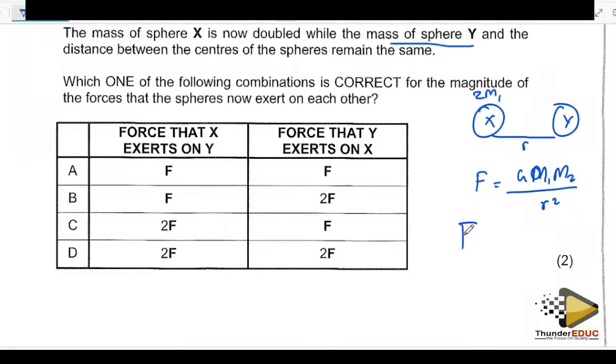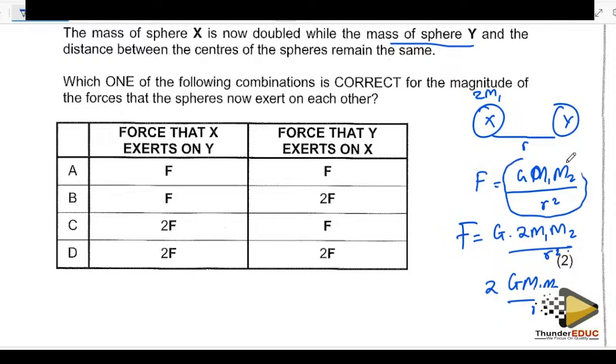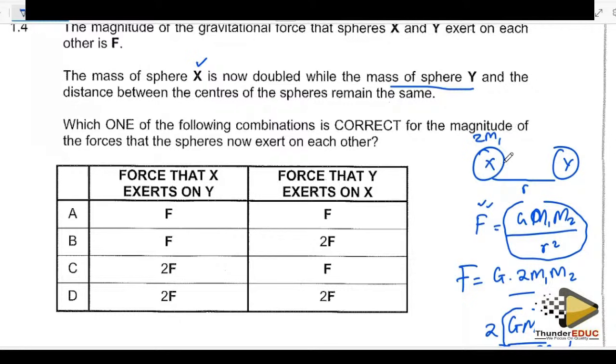So our new F is going to be G, times twice M1, times M2, over R squared. We can move this 2 in front so that it is 2 times G M1 M2 over R squared. This part represents the original F, and it is the same thing that is there. So our final result must be 2F, twice the original force. Remember, the force that X exerts on Y should be the same as the force that Y exerts on X, but in the opposite direction.